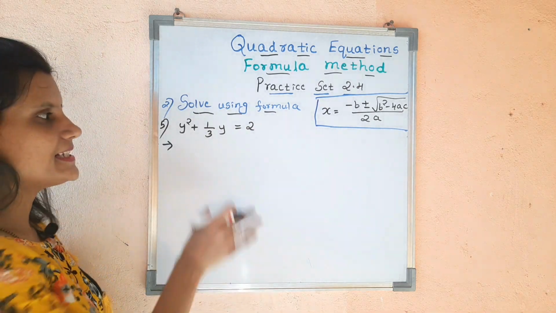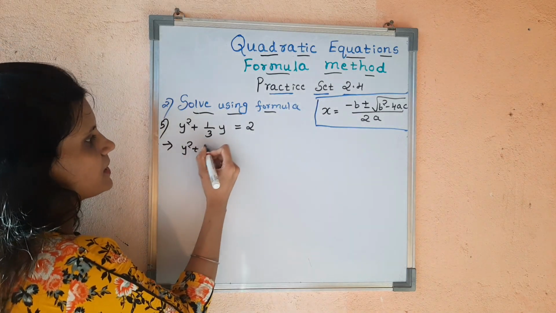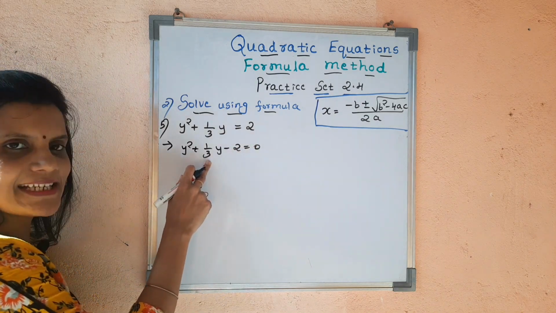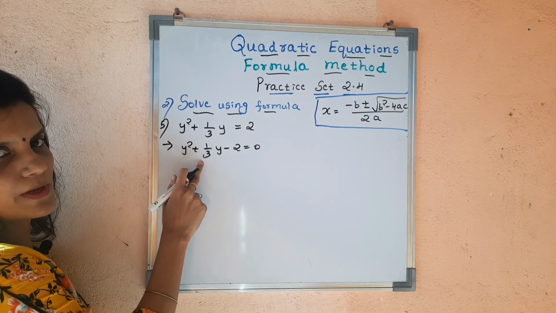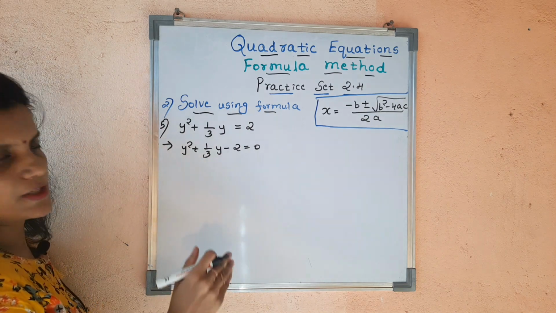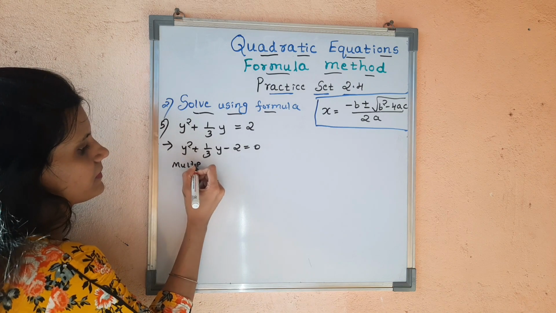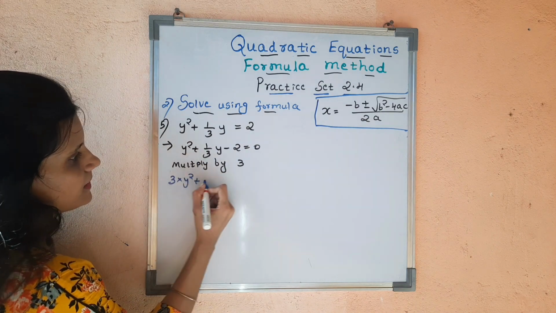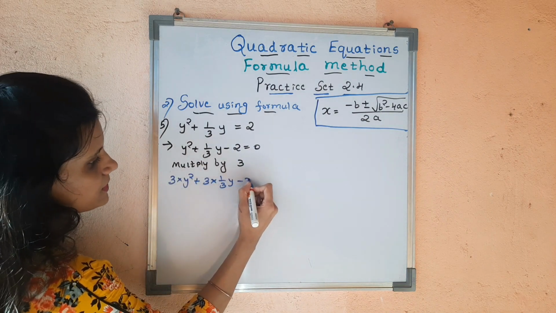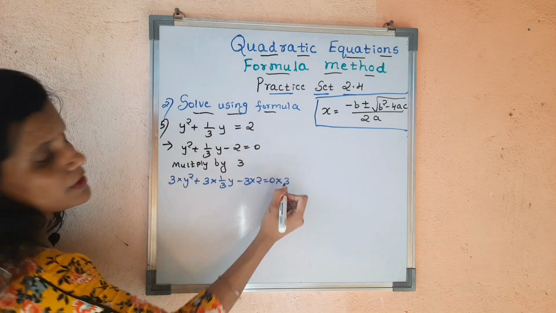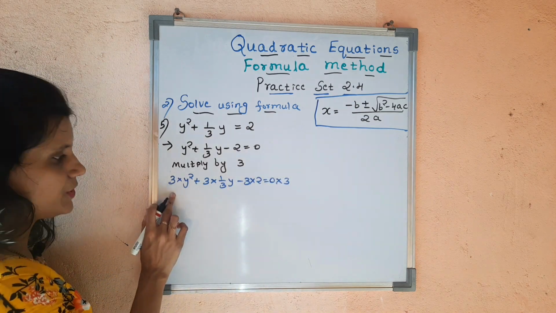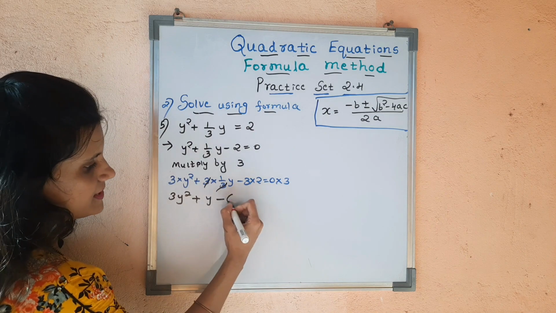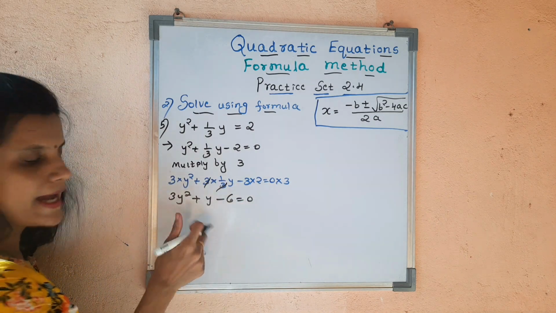Let us first convert this sum into a general form. y square plus 1 upon 3y minus 2 equal to 0. The next step is, whenever there is a fraction, you can multiply by the same number to cancel the fraction. So multiply by 3. Okay, what will happen? y square plus 3 into 1 upon 3y minus 3 into 2 is equal to 0 into 3. Now once you multiply by 3, this one becomes 3y square, this will get cancelled, you will get y, 3y square plus y minus 6 equal to 0. Simple.